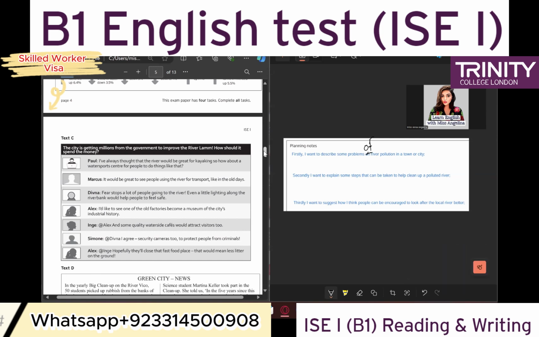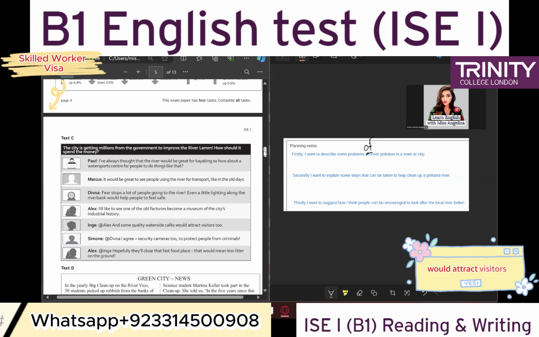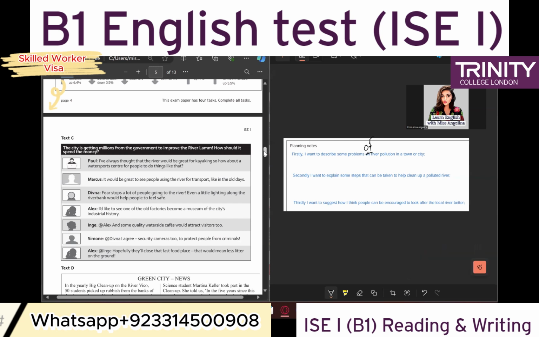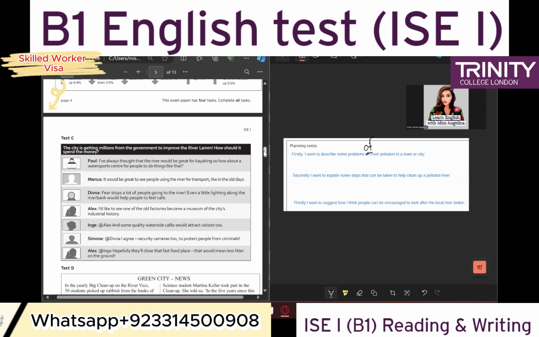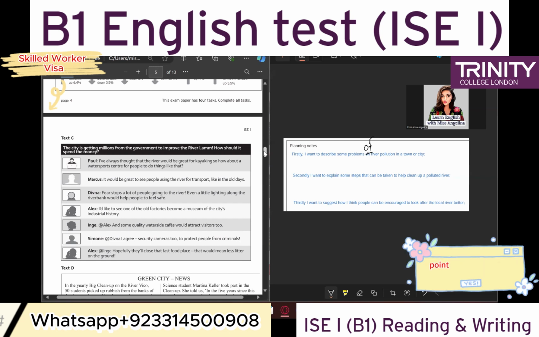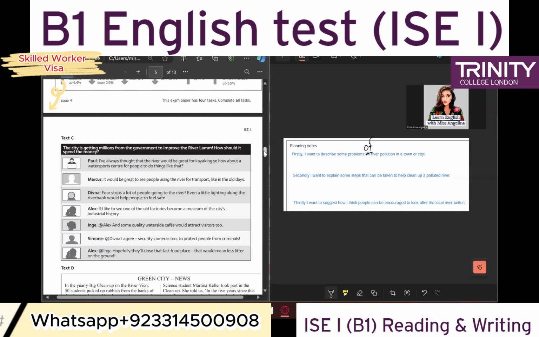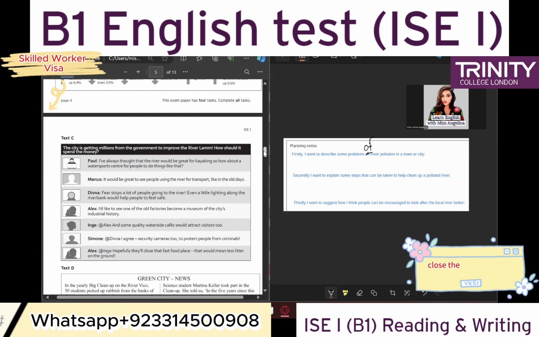It would attract visitors. People can be encouraged to look after the local rivers. Security cameras to protect people from criminals. Closing the fast food place.